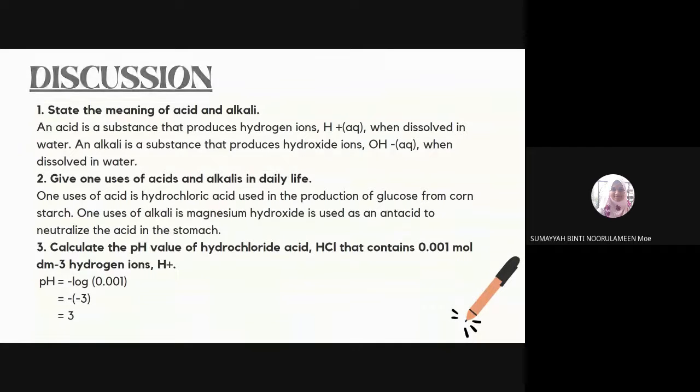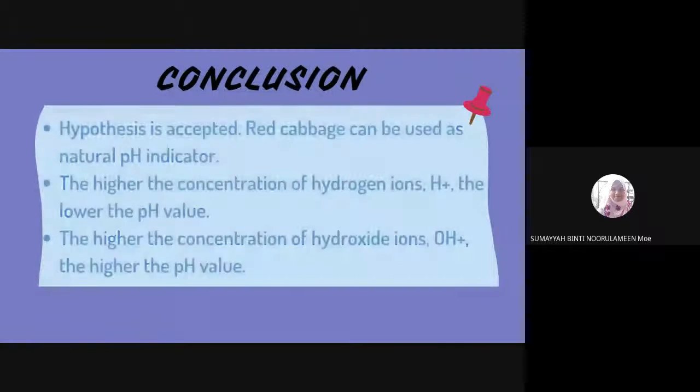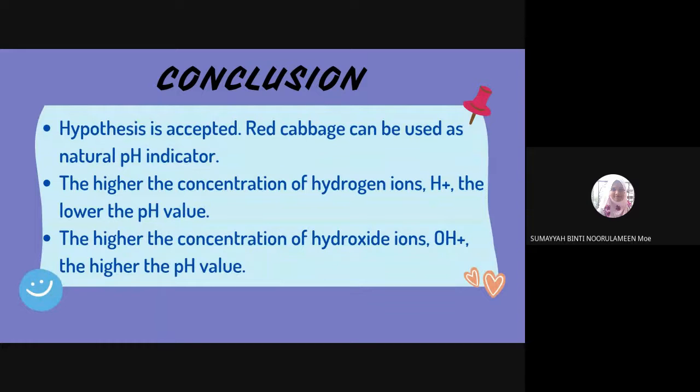So this is the discussion. Conclusion: the hypothesis is accepted. Red cabbage can be used as a natural pH indicator. The higher the concentration of hydrogen ions, the lower the pH value. The higher the concentration of hydroxide ions, the higher the pH value.